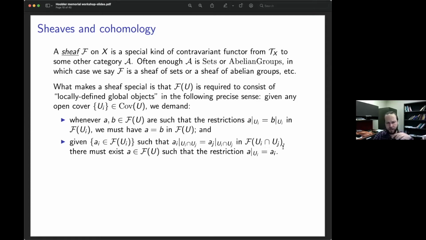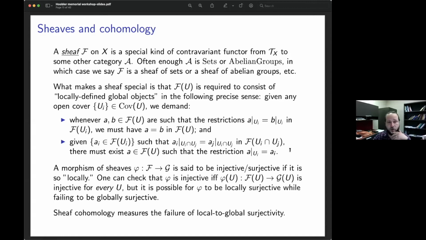The other condition is a little technical. I wrote it out here, but what this is saying in words is that if I give you a collection of things in a small open cover, provided that they agree on intersections, then I'm able to patch them into a global object defined on all of U. This is what makes a sheaf be a sheaf. And there are good reasons to look at them. I'll give you a concrete example of a few sheaves shortly.